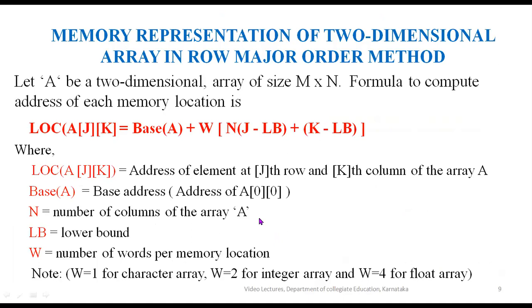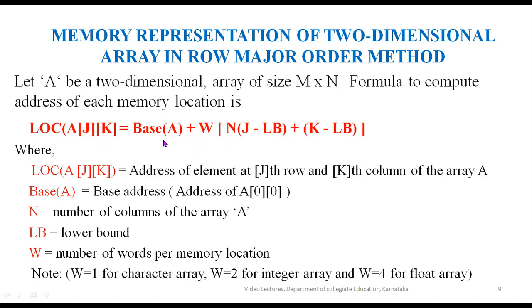Now to compute the address of each memory location of the elements which are stored using the row by row method, the location of A of jk is equal to base of A plus W of n into j minus lower bound plus k minus the lower bound. So here location of A of jk is the address of the element which is in the jth row and kth column of the array A.